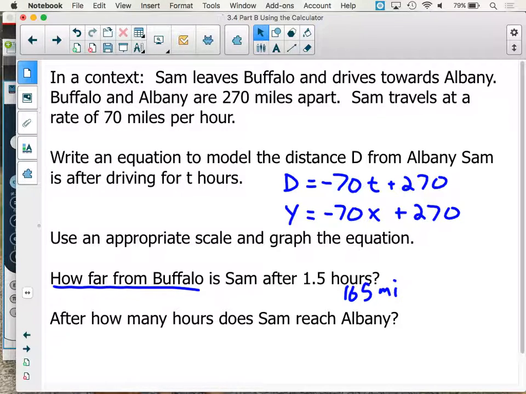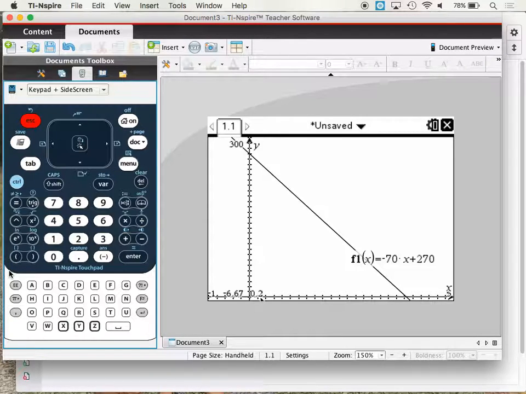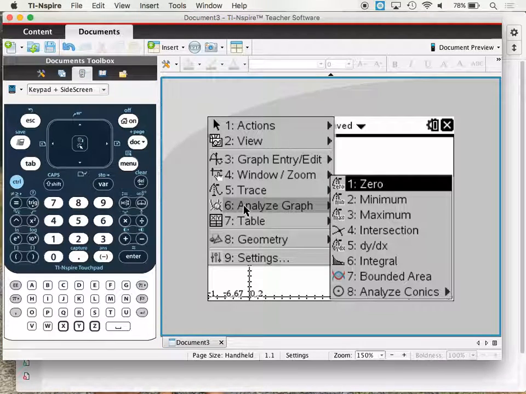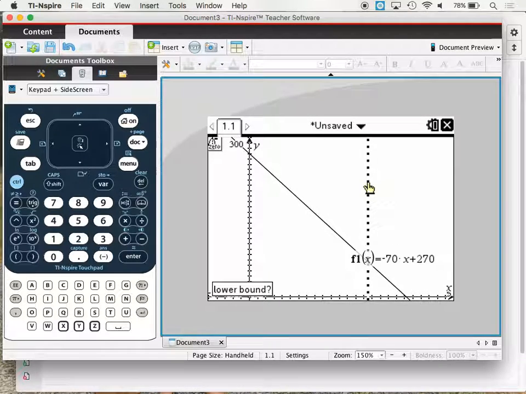Now here's another really good one. After how many hours does Sam reach Albany? When he reaches Albany, his distance from Albany is 0. So on the calculator, I'm going to use a function called 0. I'm going to press menu, and this time go to Analyze Graph, and Analyze Graph has an option called 0. So basically I want to tell the calculator to determine the value of that point there.